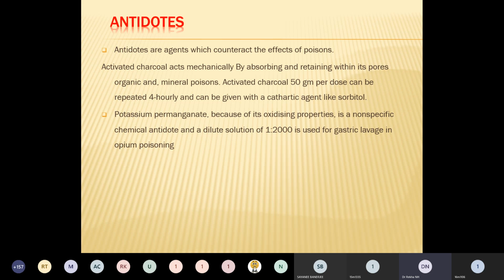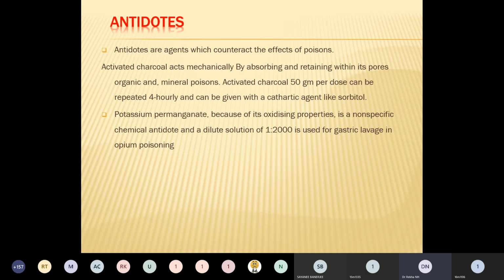So coming to the antidote, we have taken the history, we have done decontamination by removing the clothes, and we have done gut decontamination. If required, we have done urinary forced alkaline diuresis. Next is antidotes. So what are these antidotes? Antidotes are the agents which counteract the effects of poison.